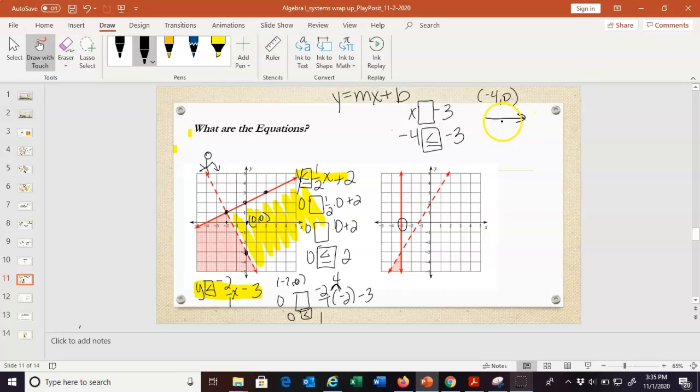If you look at a number line, here's negative 3, here's negative 4, here's 0. Negative 4 is further away from 0. It's to the left of negative 3, so negative 4 is less than negative 3. And because the picture shows the shading to the left, that means that point should be true. So this is going to be less than or equal to.